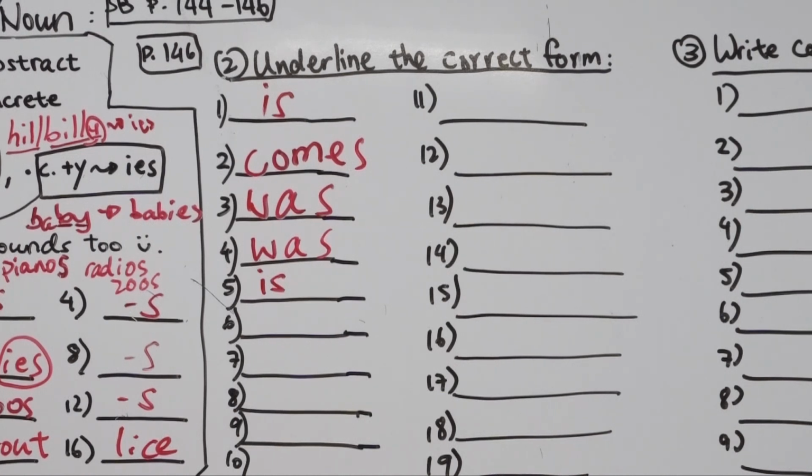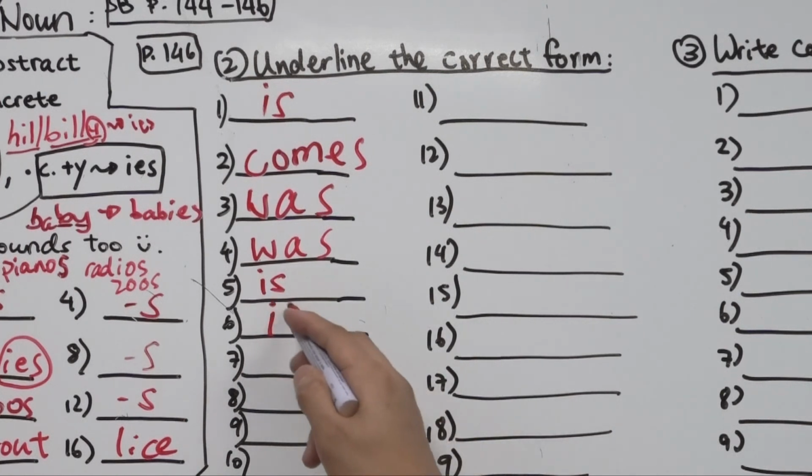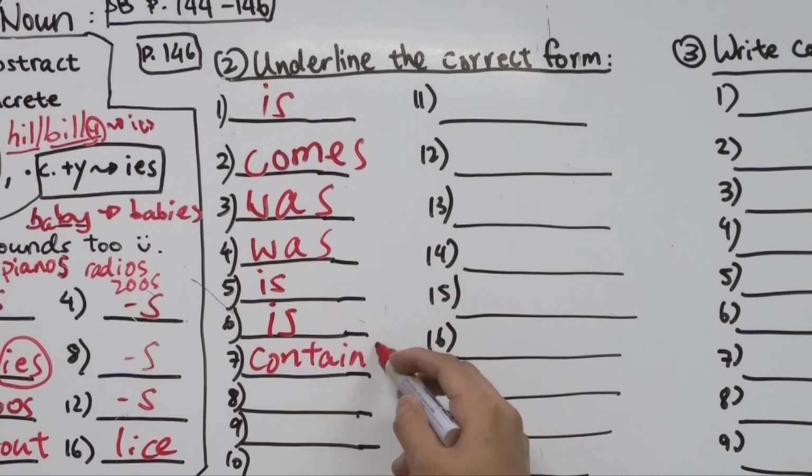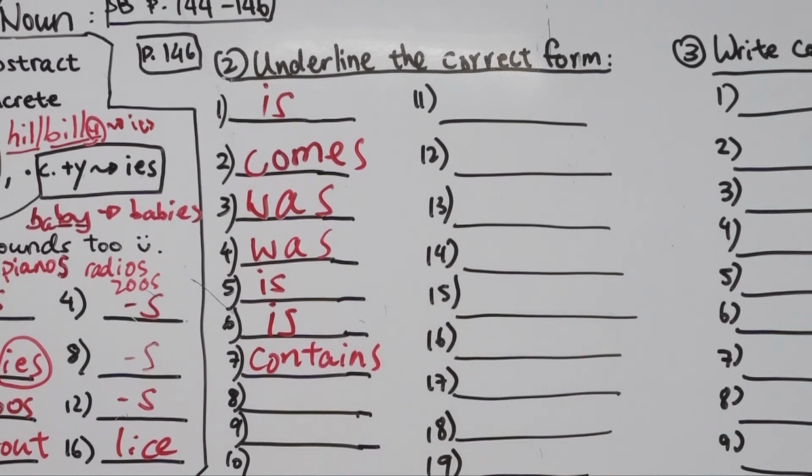Next one, tennis. When we talk about games, are they countable or uncountable? It's uncountable. So tennis is a game played by two or four people. Butter, contain or contains? Again, the word butter, is there an S there? No, so it should be contains. The verb will take the S. Again, mind you, this is singular, not plural.